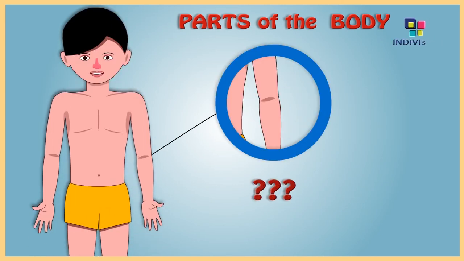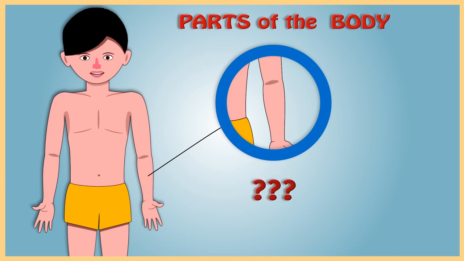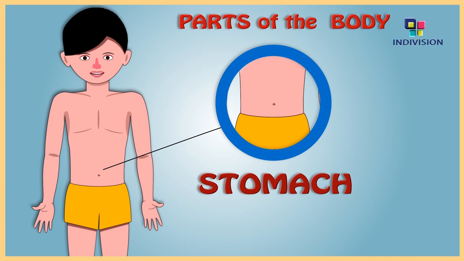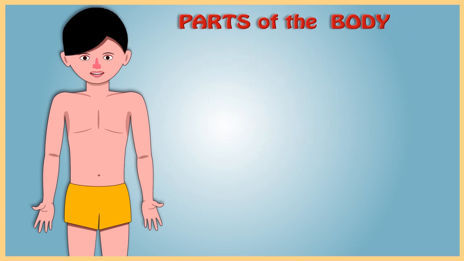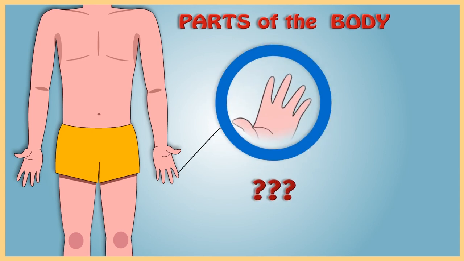What body part is that? That is an elbow. Elbow. What body part is that? That is an arm. Arm. What body part is that? That is a stomach. Stomach. What body part is that? That is a hand. Hand. What body part is that? That is a finger. Finger.